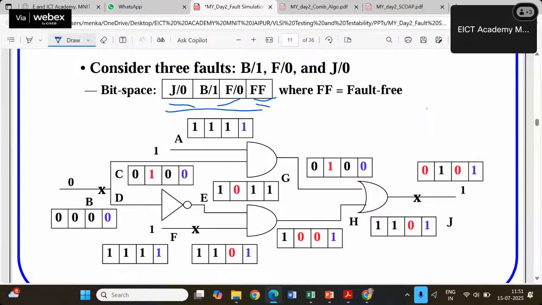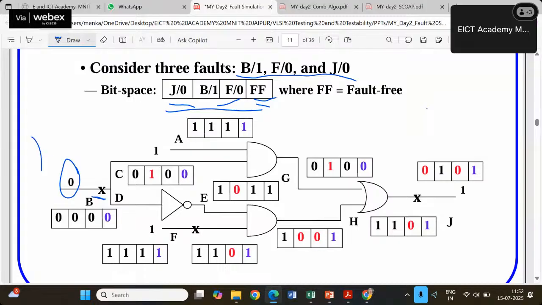So the same set of faults are considered: B stuck at 1, F stuck at 0, J stuck at 0. So this is B stuck at 1. If this is stuck at 1, to activate it, what do we need? This is already stuck at 1, so just the opposite of that can activate it. So that's why we have chosen 0 as the input. Okay, this is B stuck at 1. We have chosen 0 for this.